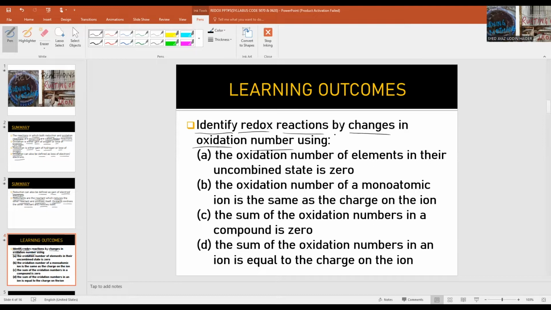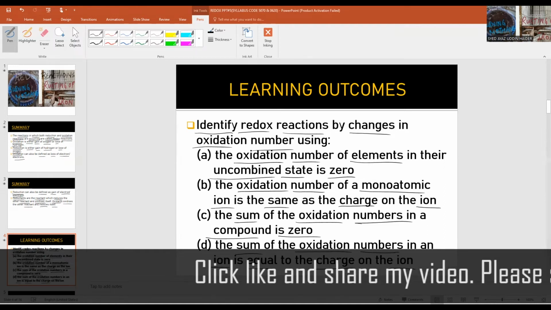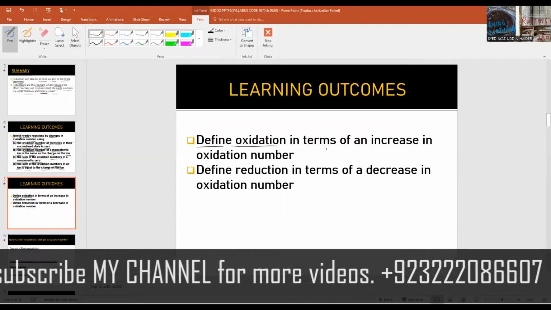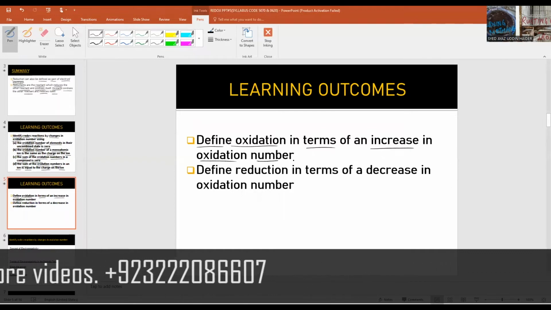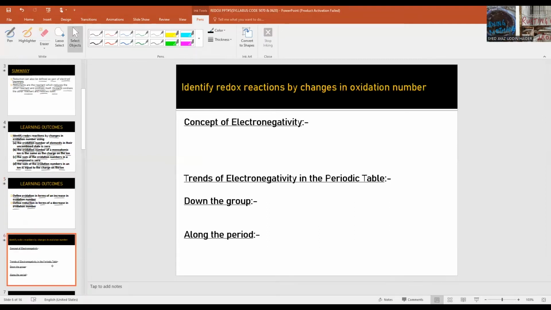Identify redox reactions by changes in oxidation number. The oxidation number of elements in their uncombined state is 0. The oxidation number of a monoatomic ion is the same as the charge on the ion. The sum of the oxidation numbers in a compound is 0. The sum of the oxidation numbers in an ion is equal to the charge on the ion. Define oxidation in terms of an increase in oxidation number. Define reduction in terms of a decrease in oxidation number.